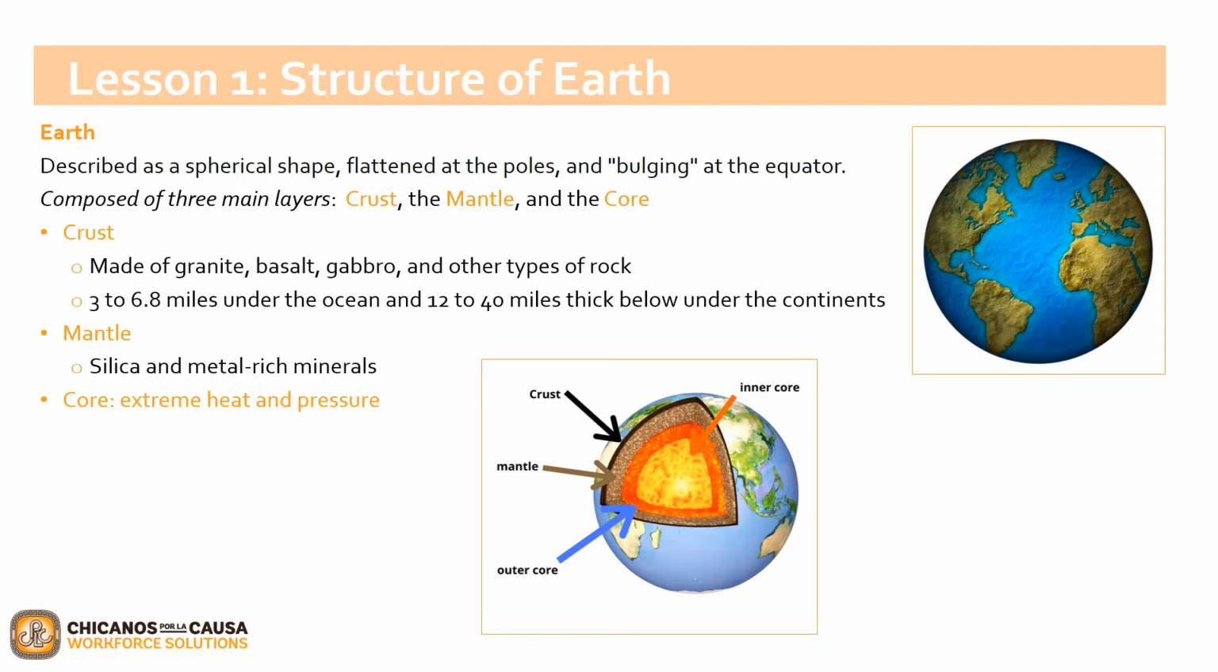The core is made up of 2 sublevels, the outer core and the inner core. The outer core is made up of liquid iron and the inner core is made up of solid iron. So one of the main characteristics of the core is its extreme heat and pressure.